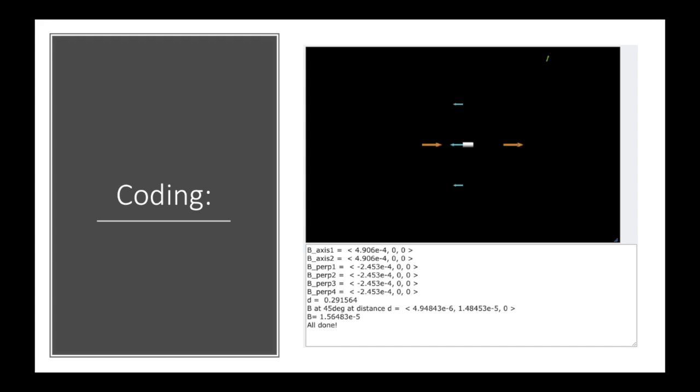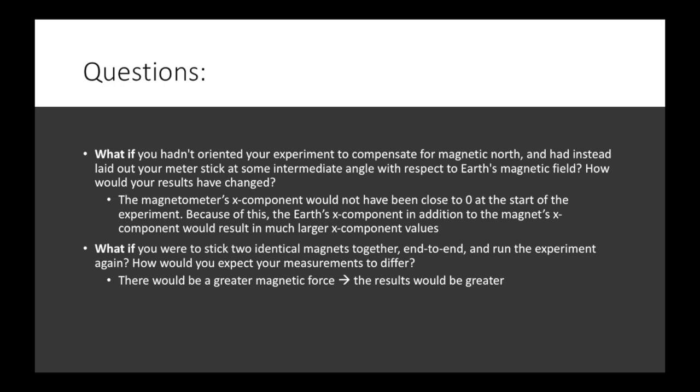Here we can see a visualization of the code. The bar magnet is represented by the gray cylinder. The orange arrows represent the B field on axis. The blue arrows represent the B field perpendicular to the bar magnet, and the green arrow represents the B field at a 45-degree angle. So, after going through the details of this experiment, there are some questions associated.